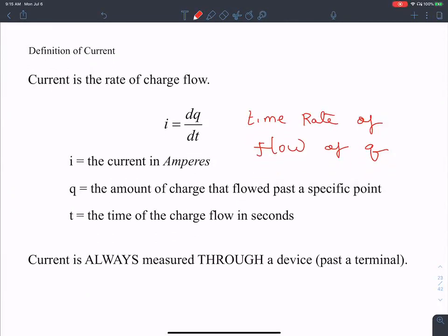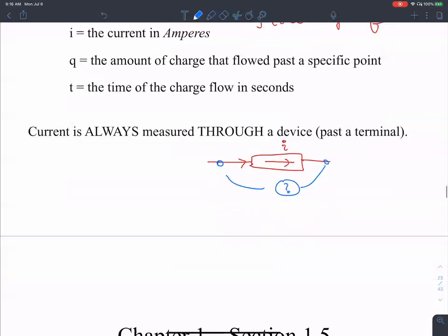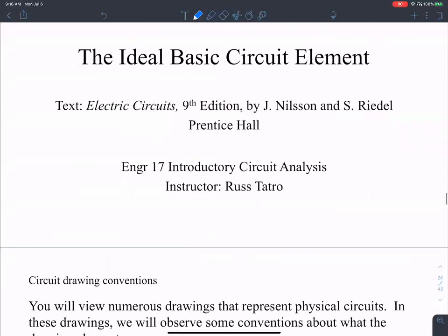Current is always measured through a device. If I have a device that looks like this, how much current is flowing through the device? As opposed to voltage, which is always measured between two terminals. What's the voltage between these two terminals? So you always need a reference terminal when it comes to voltage. It's always measured between two terminals, as opposed to current, which is always measured through a device. Okay, so that's the idea of voltage and current.